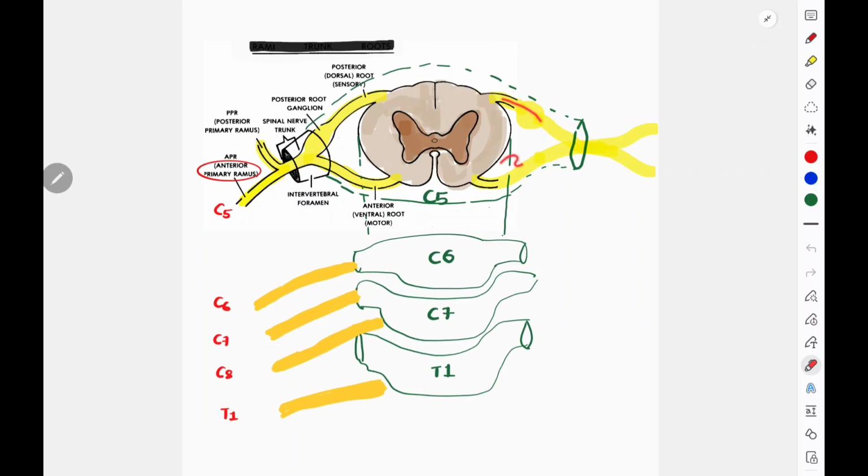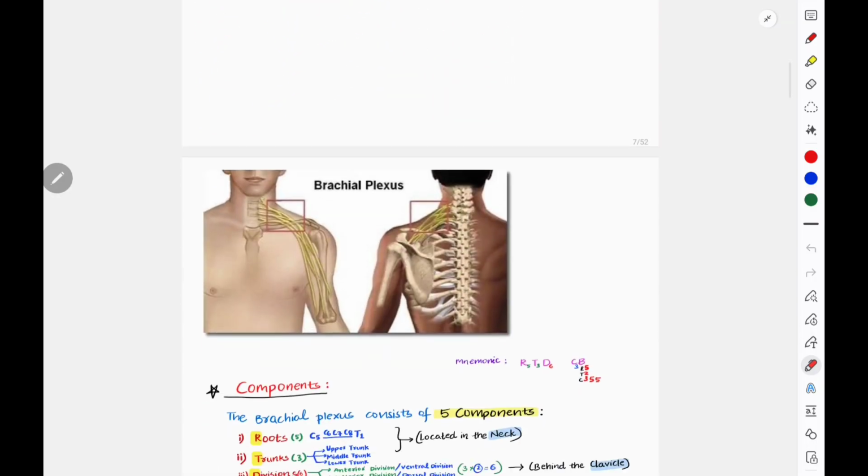See, spinal cord, spinal rootlets, dorsal root ganglion. Spinal rootlets come out from the vertebra and divide into two: posterior ramus and anterior primary ramus. The anterior ramus forms the brachial plexus. So C5, C6, C7, C8, and T1 unite and extend further to form the brachial plexus.